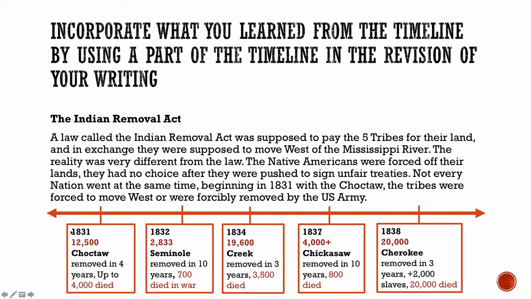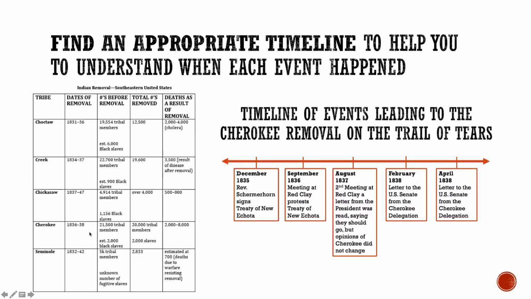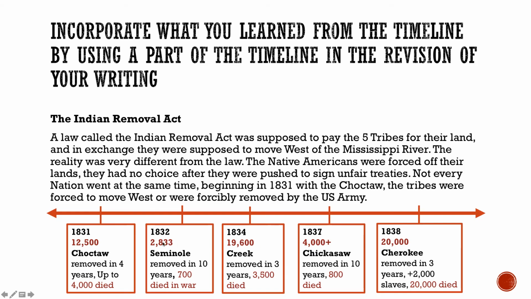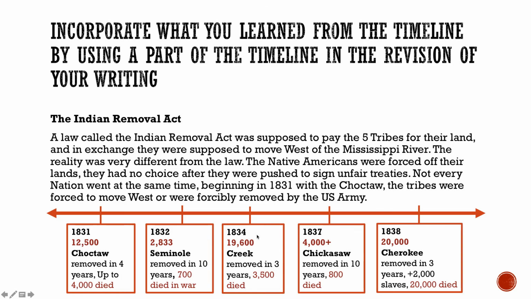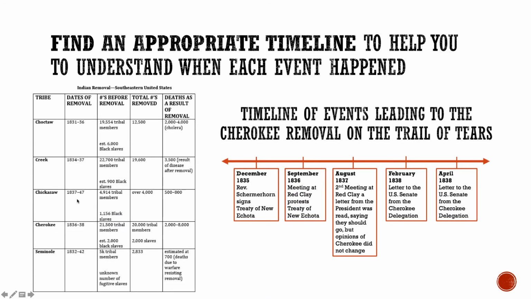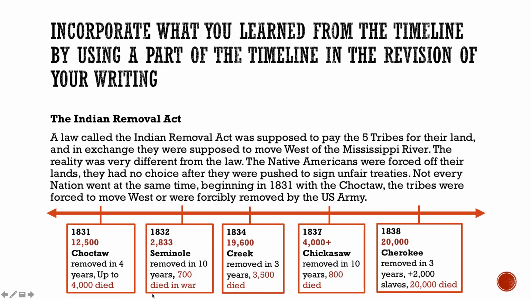So the Choctaw started to be removed in 1831, according to this timeline here. Then the next was the Seminole. They were the next tribe to start being removed. And then over here is the Creek. See, it's the Seminole, 1832. The Creek is 1834. The Chickasaw is in 1837, right? They started to be removed. And then the Cherokee in 1838 started to be removed there.